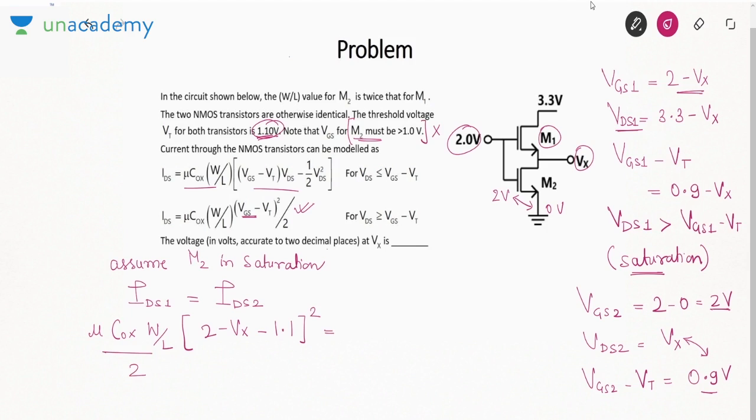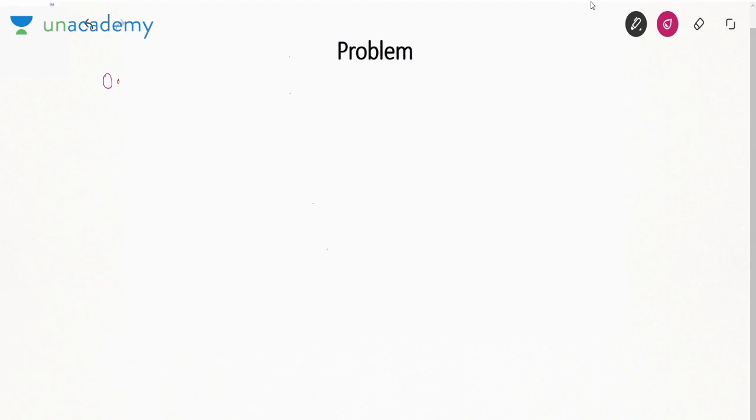What about the drain to source current of the second one? Second one we have assumed in saturation, so we will use this equation. Mu COX W by L upon 2. VGS minus VT is 0.9 square. So this gets cancelled, this gets cancelled. So 0.9 minus Vx square equal to 0.9 square. If you take square root on both the sides, 0.9 minus Vx is plus minus 0.9. So either Vx is 0 or Vx is 1.8 volt. So there are two possibilities.